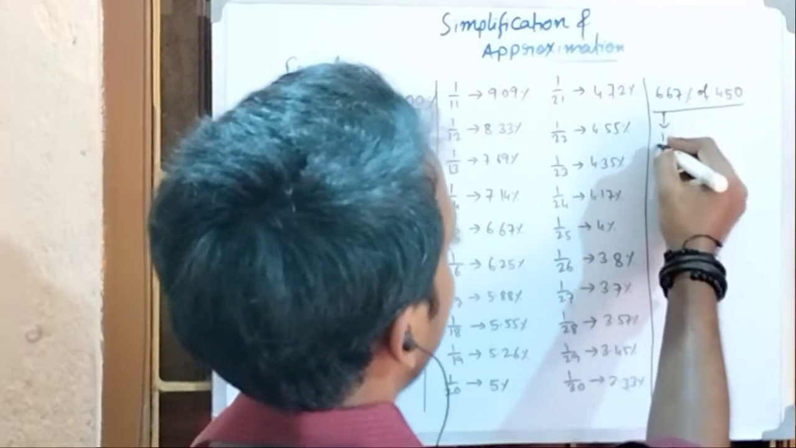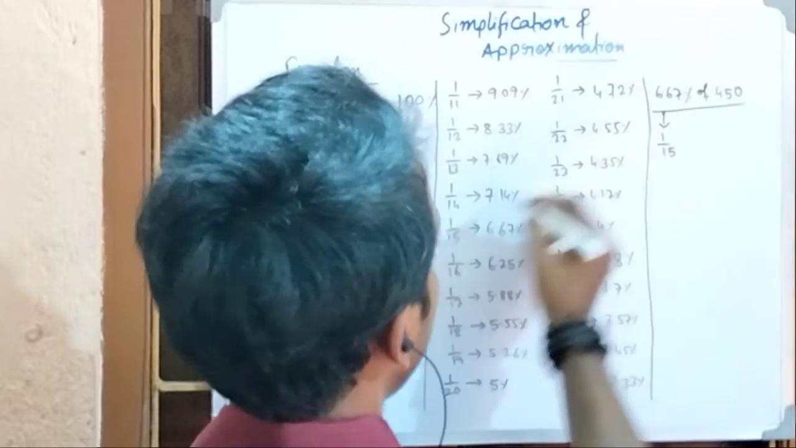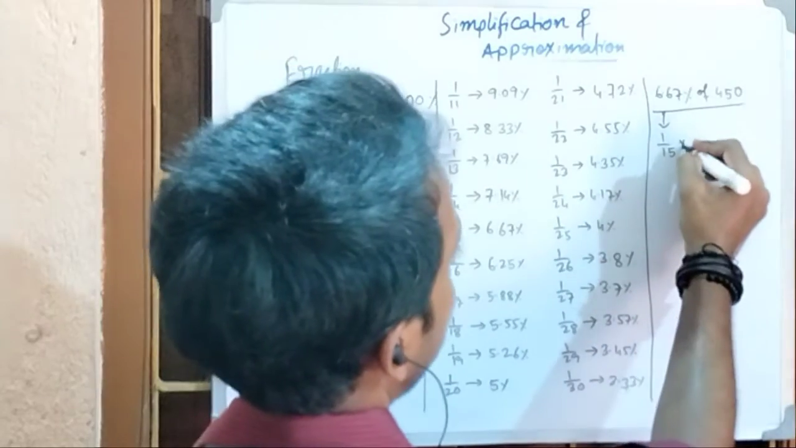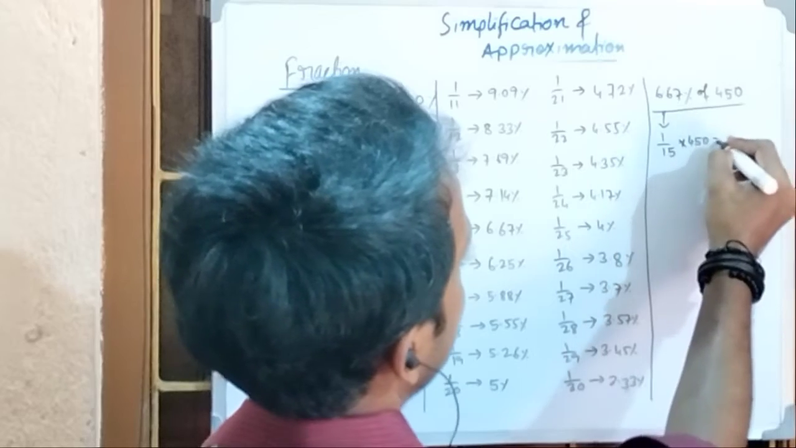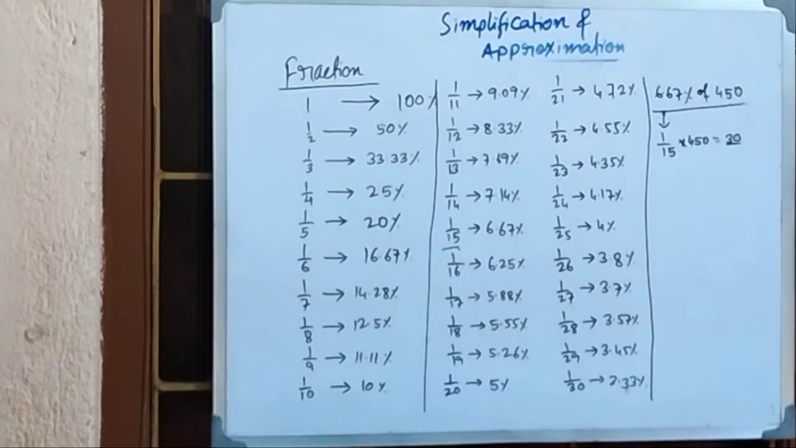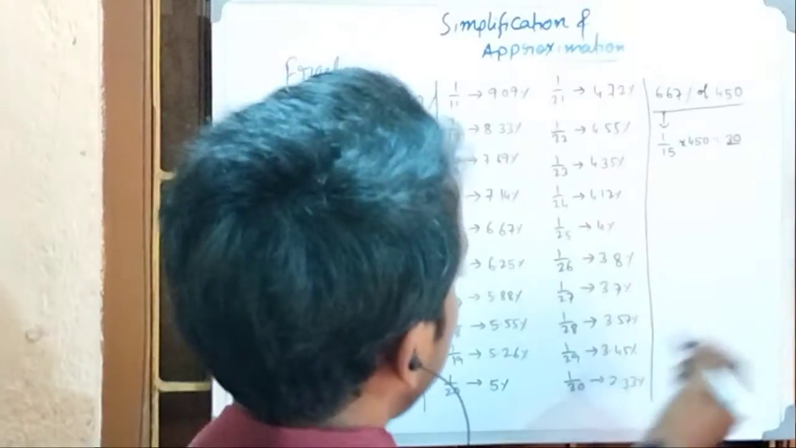We will take the fractional value of this. So 6.67% is 1 by 15, right? 6.67% is 1 by 15. So 1 by 15 into 450 would give us 30. 30 is the value. This is the part of simplification, and whenever you are going to solve some questions, this small stuff would become very handy to you. Okay. Now take another example.